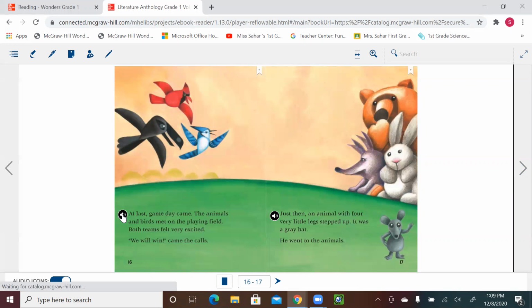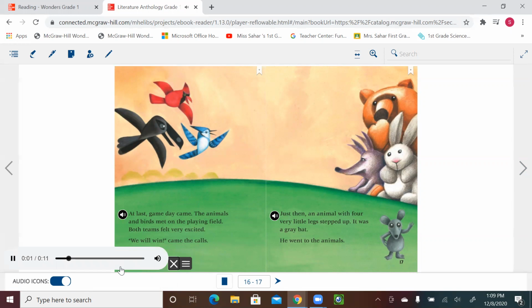Let's see what's next. At last, game day came. The animals and birds met on the playing field. Both teams felt very excited.